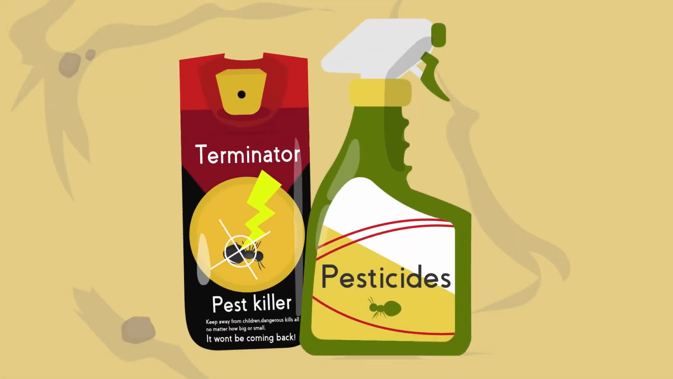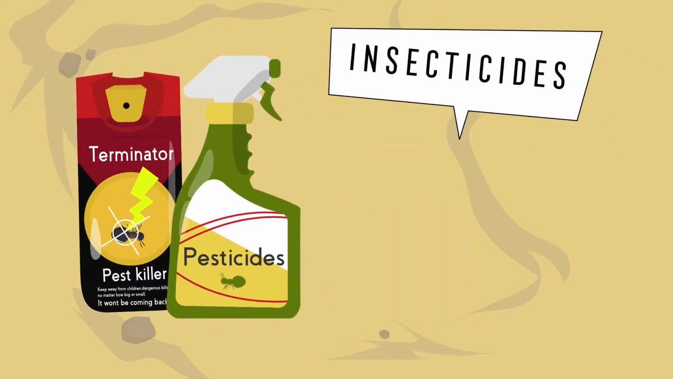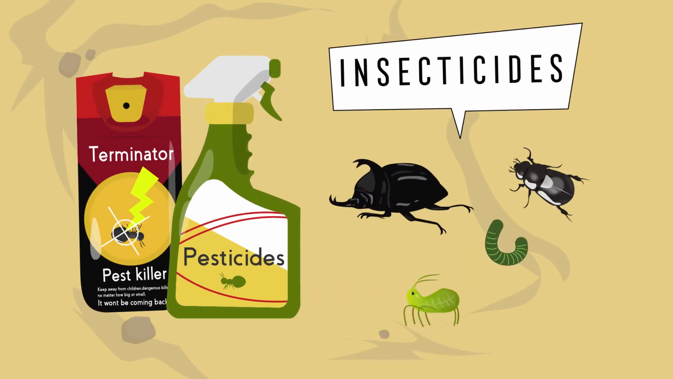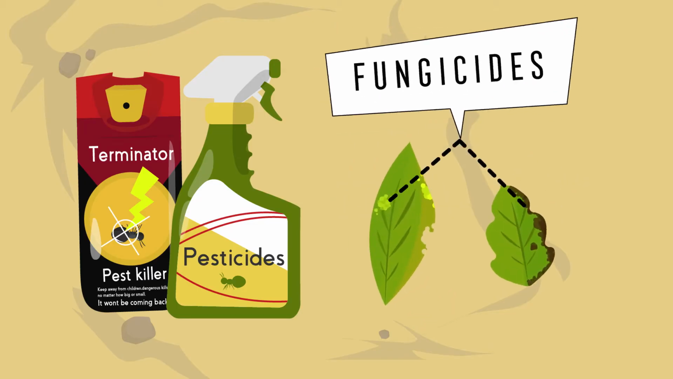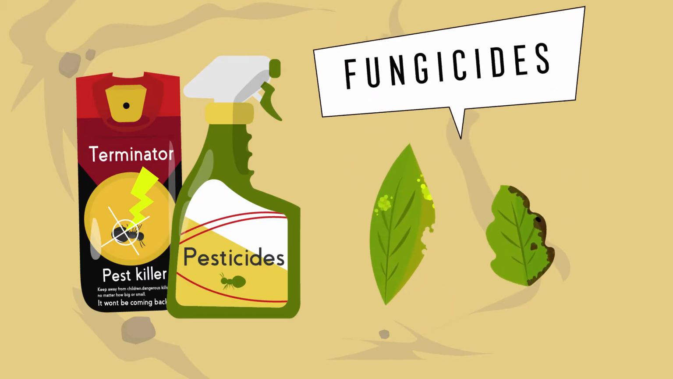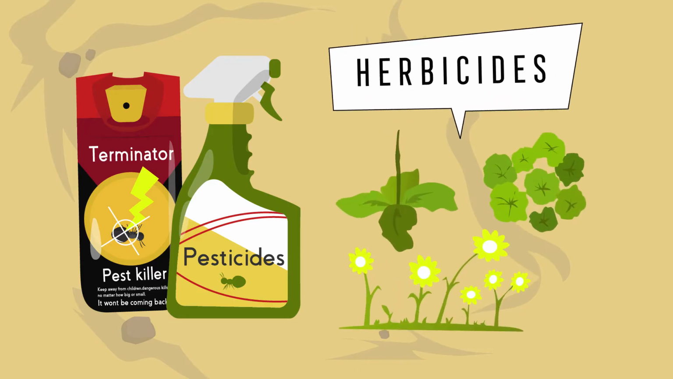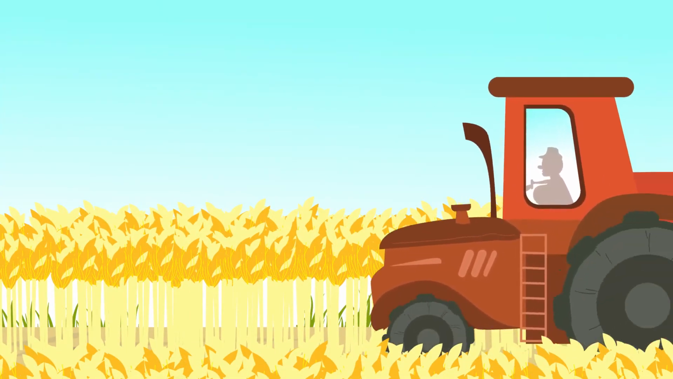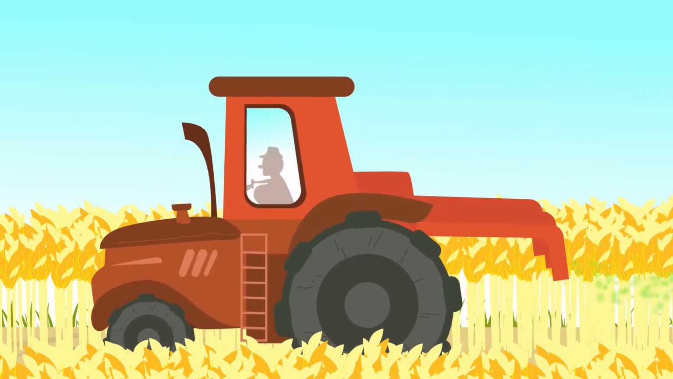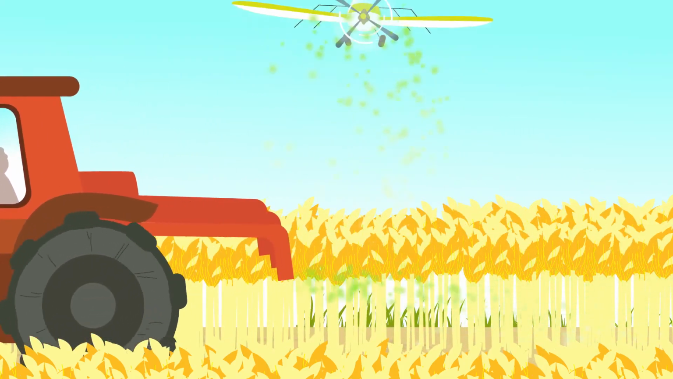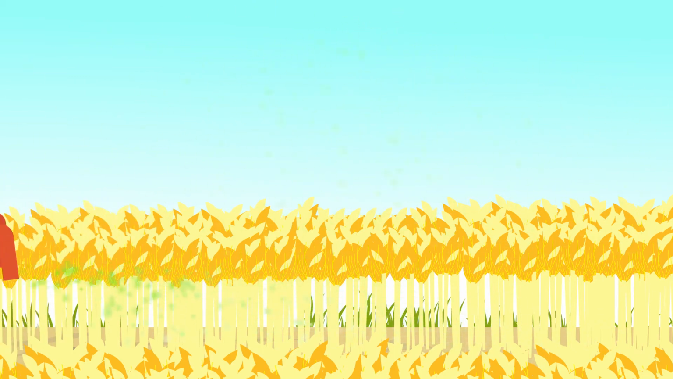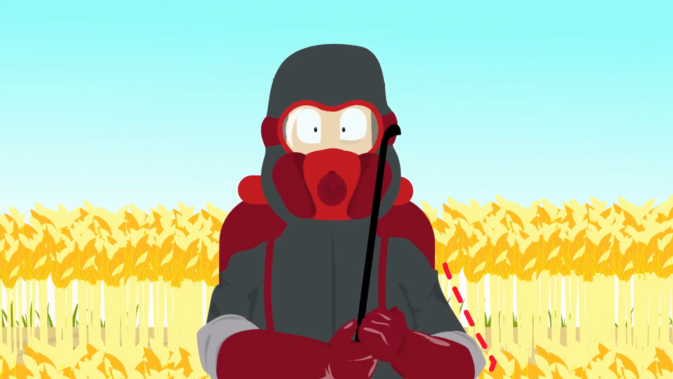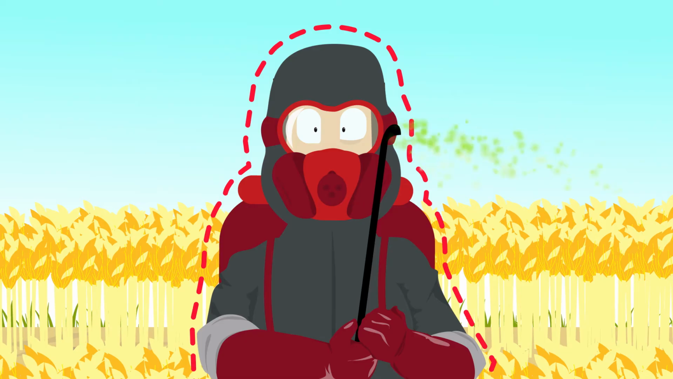Pesticides are natural or synthetic chemicals that are sprayed on crops. They include insecticides that control insects, fungicides that control fungi, and herbicides that control weeds, other plants that are not supposed to grow with the crop. Pesticides can be sprayed all over a field using industrial machinery, like tractors or planes, or in specific areas by humans. Why do you think this person is wearing so much protection while spraying crops with pesticides?